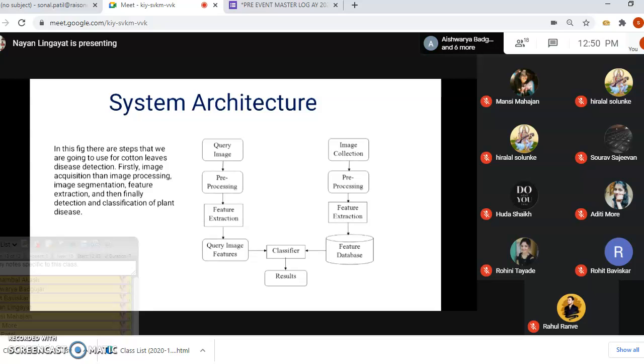Then comes feature extraction. Feature extraction plays an important role in the identification of an object, and it is the feature which can be used in plant disease identification. Then by a classifier, using the image collection and pre-processing, that is a database which is already stored in our database, we finally get the result of exactly what the disease is and what the solution for this disease is. Next slide.